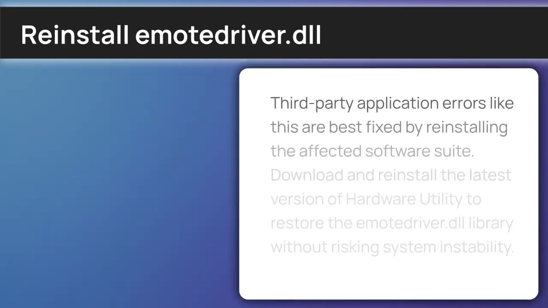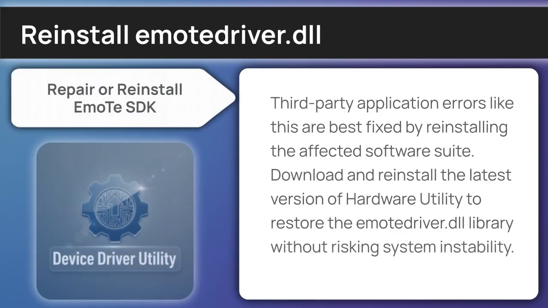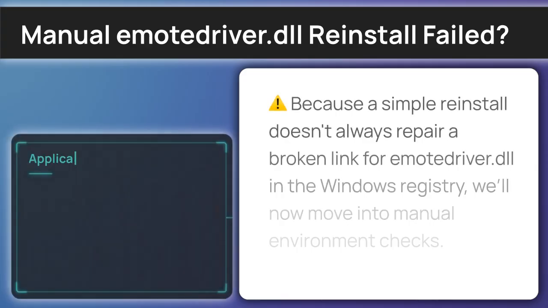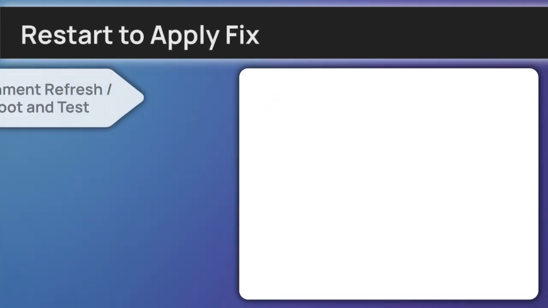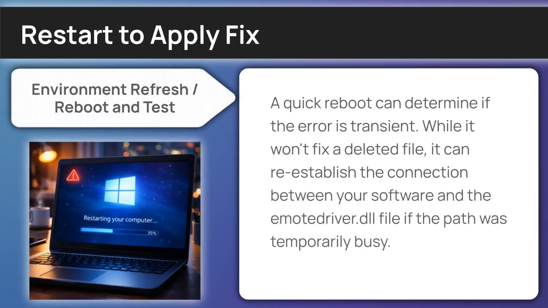Since the Emotedriver.dll is a third-party application file associated with hardware utility, it isn't part of Windows. Performing a clean reinstall of the latest version of hardware utility will restore the correct version of this file to your local directory. If you are still encountering the error after following the official setup, it's time to investigate the underlying system architecture. A standard restart allows the Windows bootloader to re-scan your system directories and potentially recognize an unregistered Emotedriver module component.